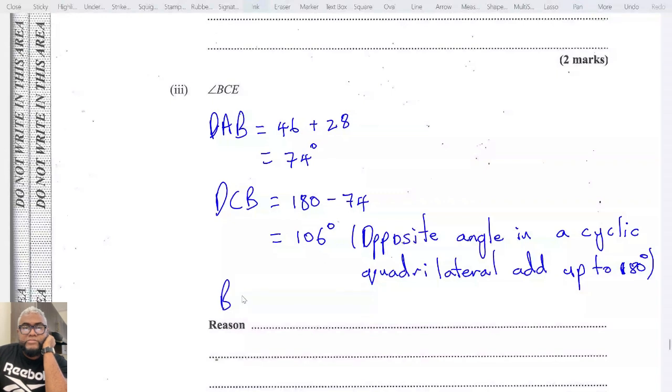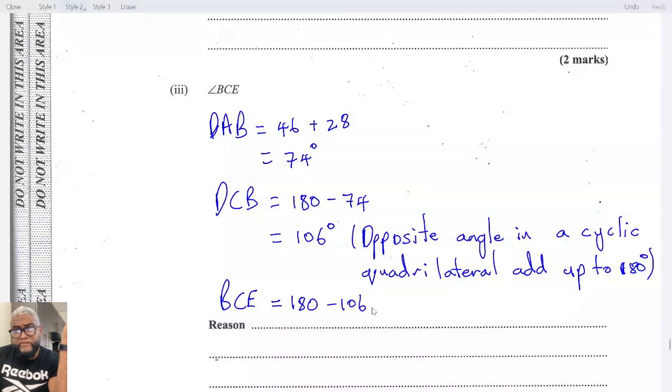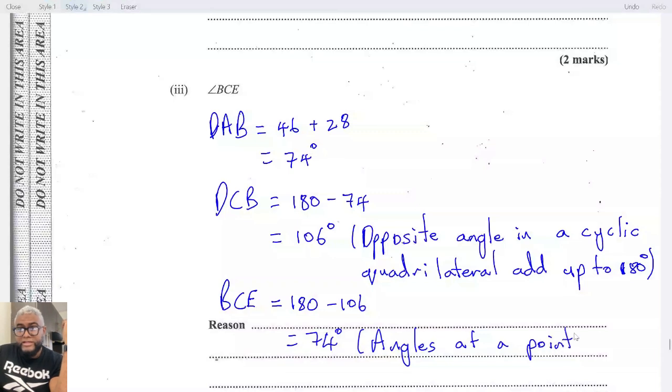BCE, MBC is just 180 minus 106, and the reason would be angles at a point on a straight line add up to 180 degrees. So 180 minus 106 is what? 78? No, 74. Right? Angles at a point.